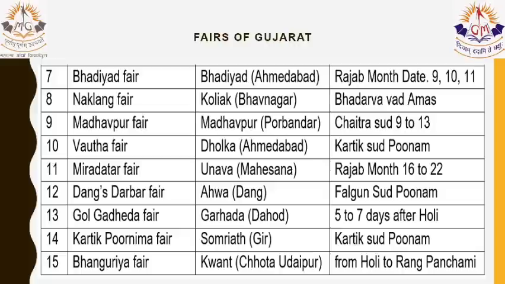Miradatar fair is held at Unava, which is in Mehsana. This fair also follows the Islamic calendar in the Rajab month from 16 to 22.